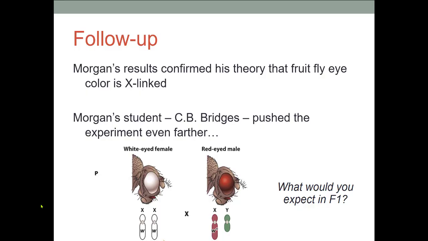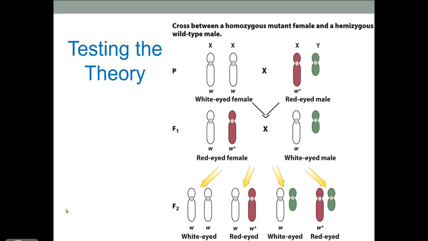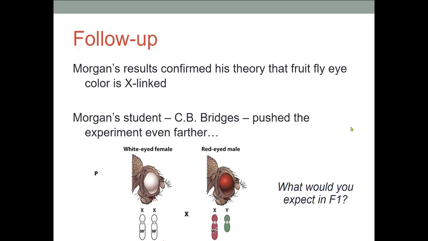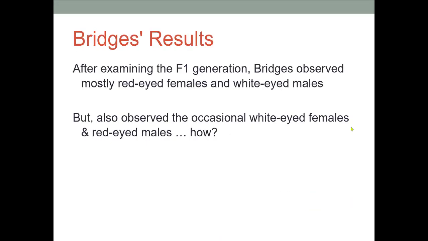Well, we already saw this, right? White-eyed female, red-eyed male. This is what we'd expect. All the females to be red-eyed, all the males to be white-eyed, right? That's what we would have expected. But where Morgan's initial experiments counted up loads and loads of flies, Bridges pushed it further. Bridges counted thousands and thousands of flies.